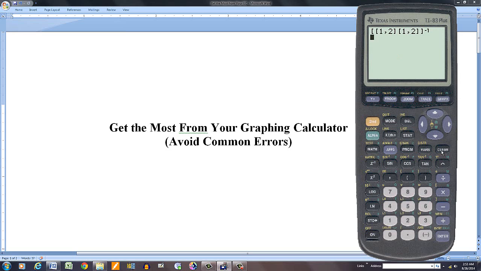Sometimes you're solving equations, it'll give you an error maybe when you're solving the equation. Again, that will tell you that the equation has no solution. Or sometimes the operation is not defined. For example, 1 divided by 0.